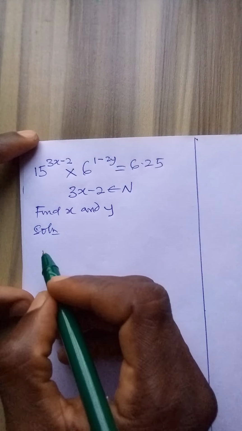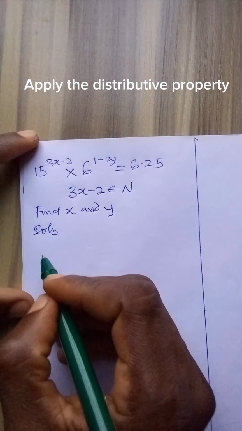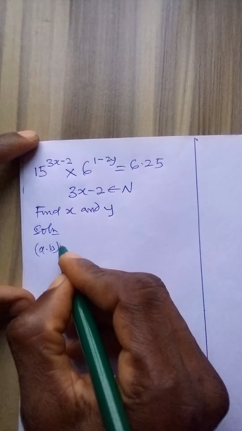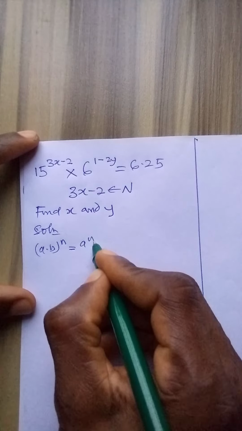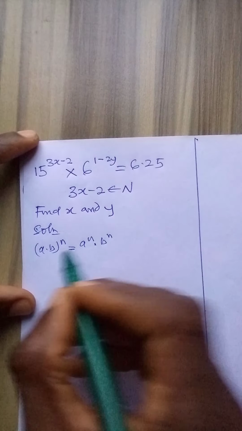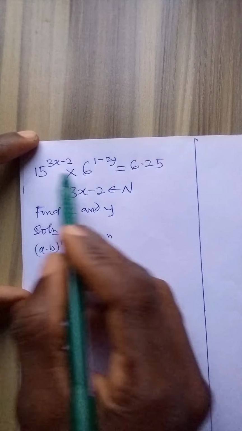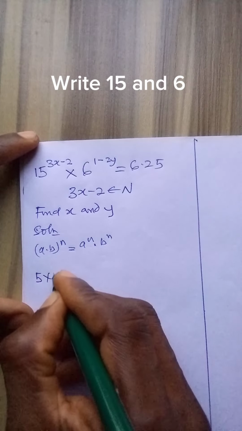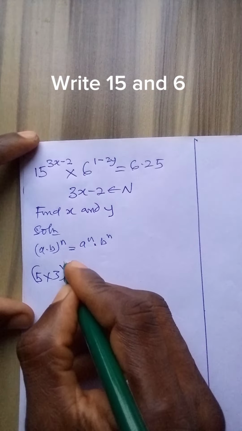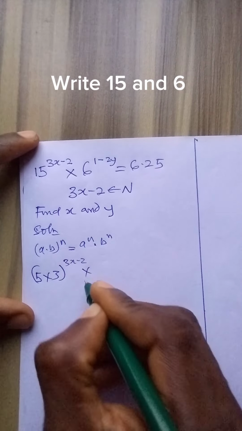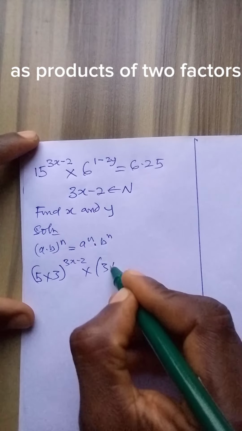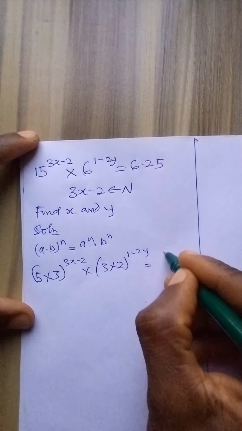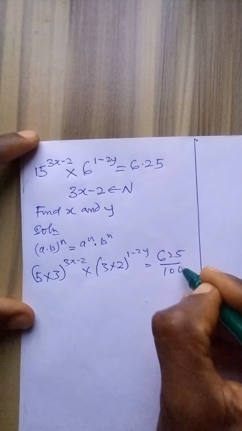What we are going to do is to first of all apply a law in indices, which is if we are given (a times b) to the power n, it will be equal to a^n times b^n. This law is going to be applied in these two cases. So I have 15 as (5 times 3) to power 3x minus 2, multiplied by 6, which now becomes (3 times 2) to power 1 minus 2y. 6.25 is 625 over 100.